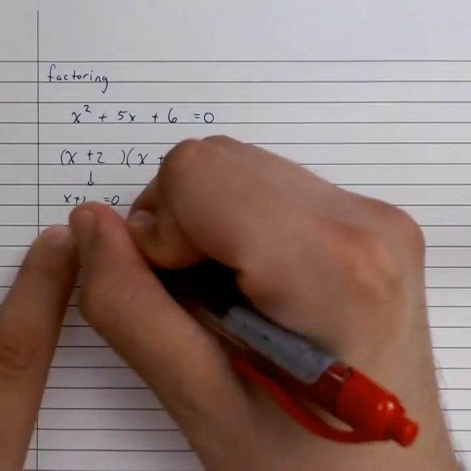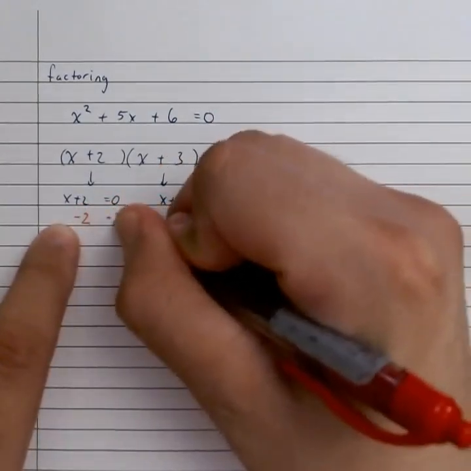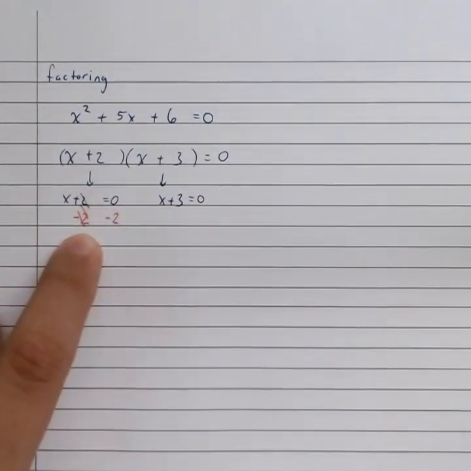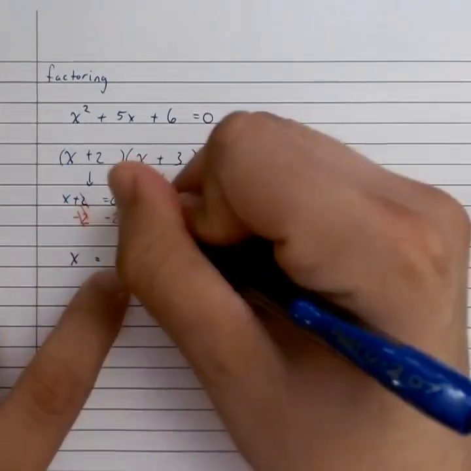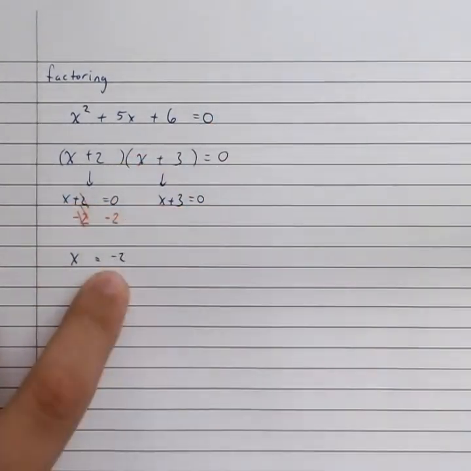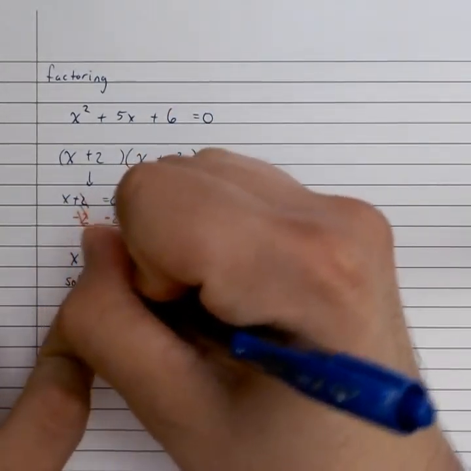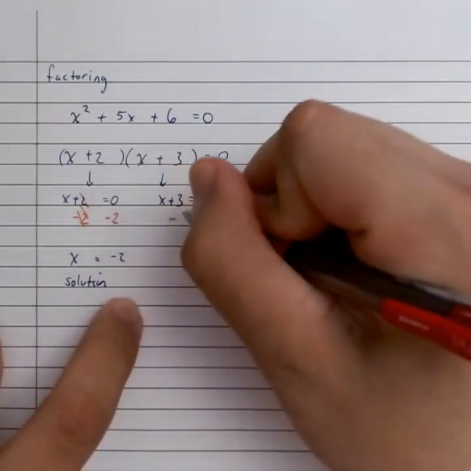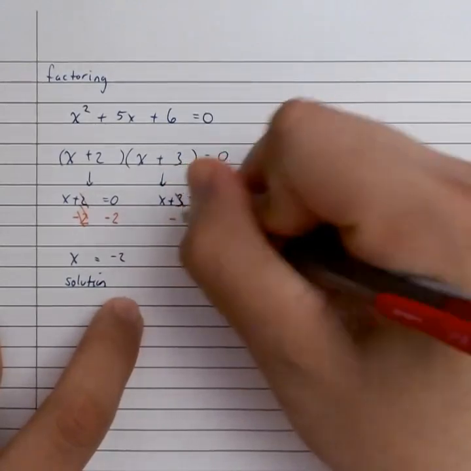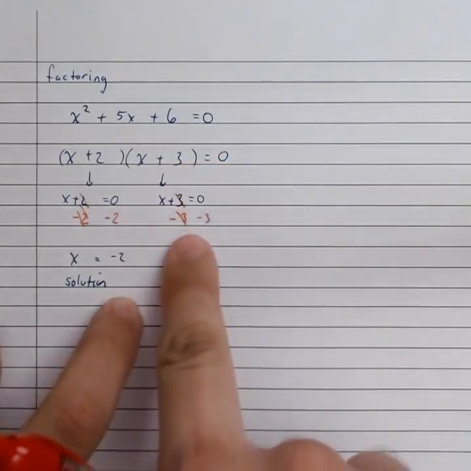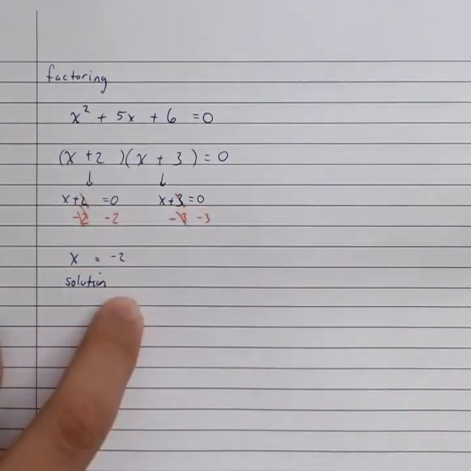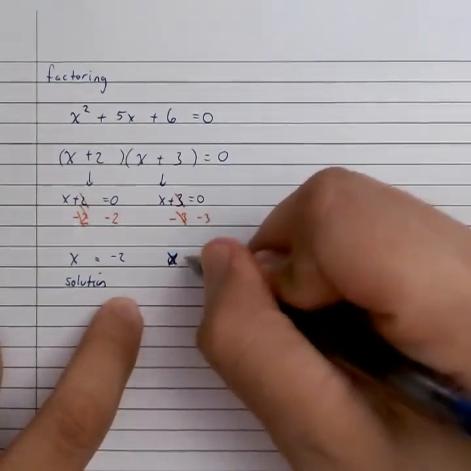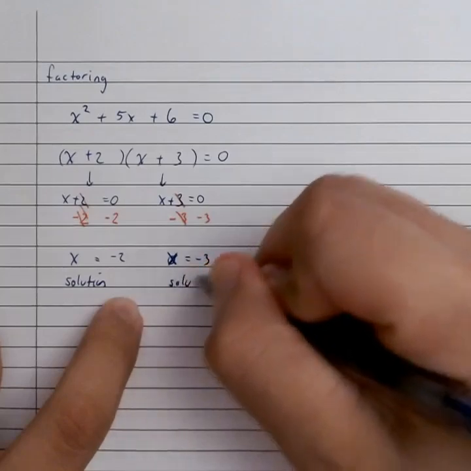I'm trying to isolate my variable. Isolate the variable means get the variable by itself. And if I subtract 2 from both sides, that'll get me x equals 0 minus 2, which is negative 2. All right, this is a solution. Over here, I can do the same thing. I'm going to subtract 3 from both sides of my equation. That goes away, right? 3 minus 3 is 0. Leaves me just the x by itself. And on the other side of the equation, I have 0 minus 3, which is negative 3. And this is also a solution.